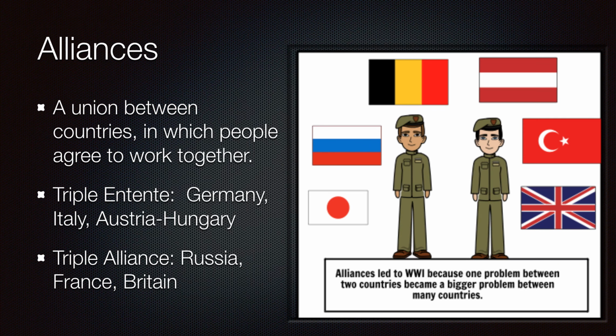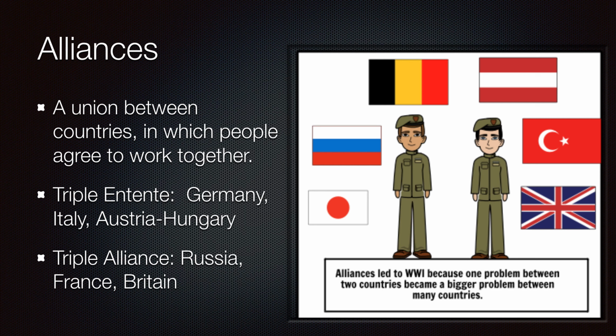Okay, the next one is alliances. So an alliance is a union between countries in which people agree to work together. So we have several alliances in World War I. The first is the Triple Entente. This includes Germany, Italy, and Austria-Hungary. And then we have the Triple Alliance, which includes Russia, France, and Great Britain. And I will talk about that in just a minute.